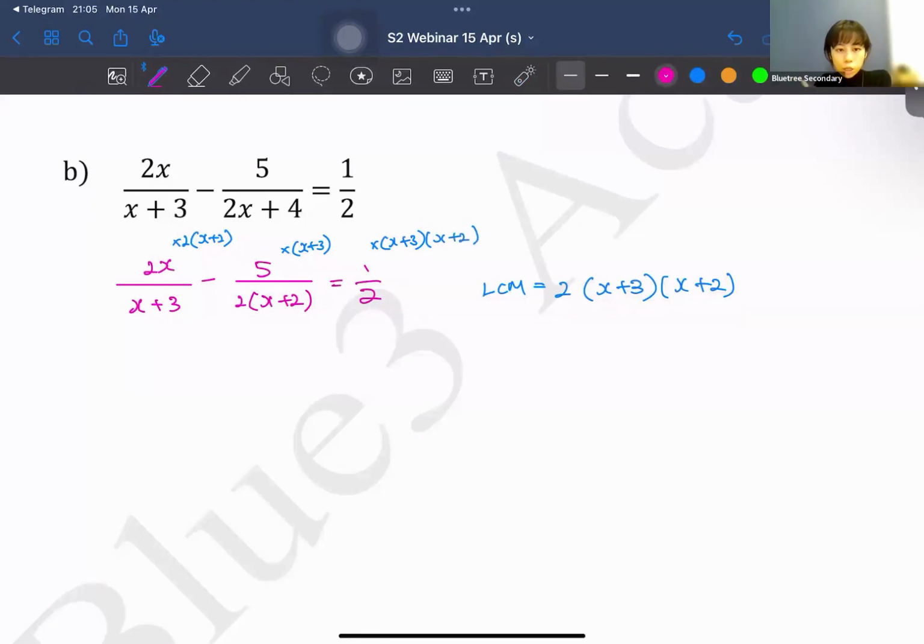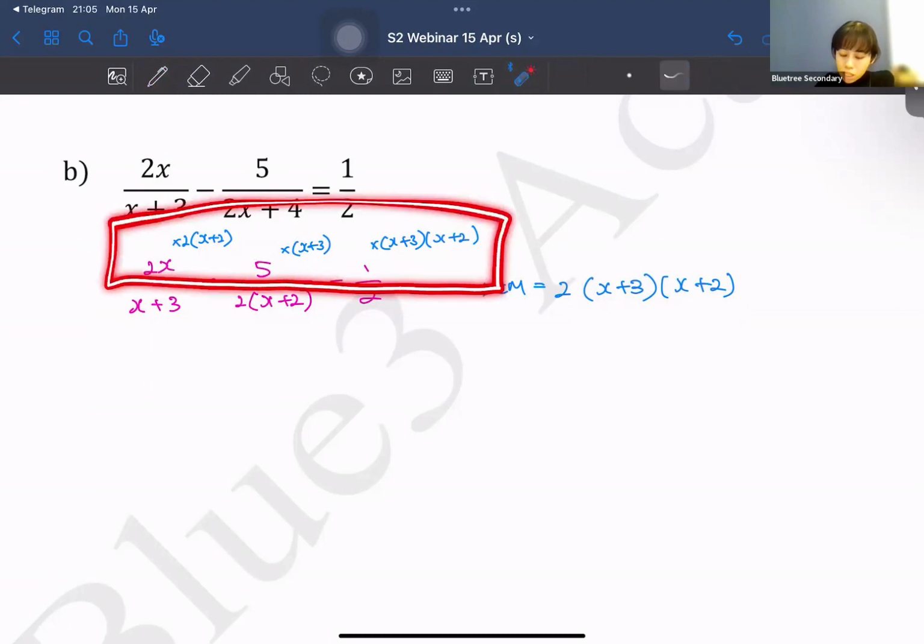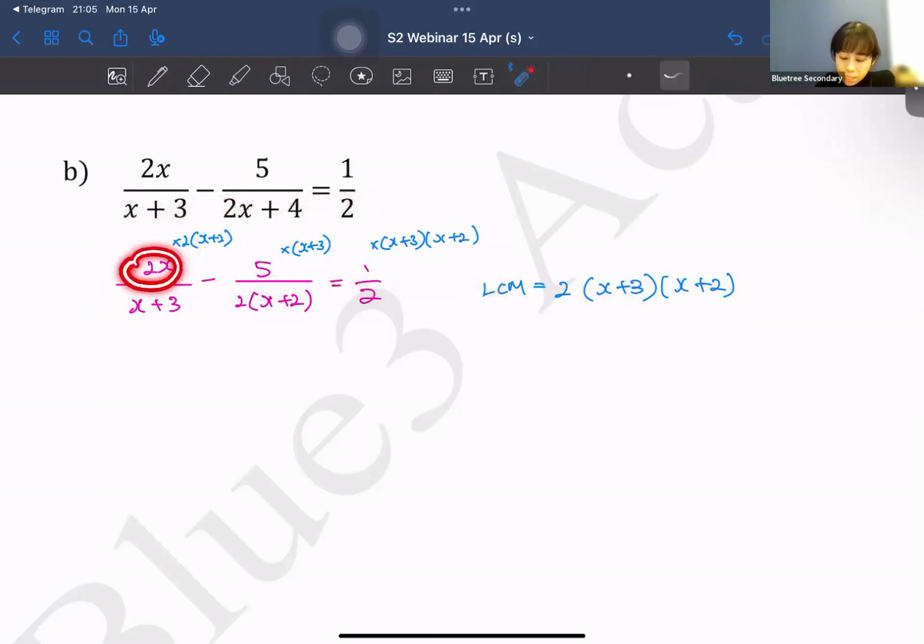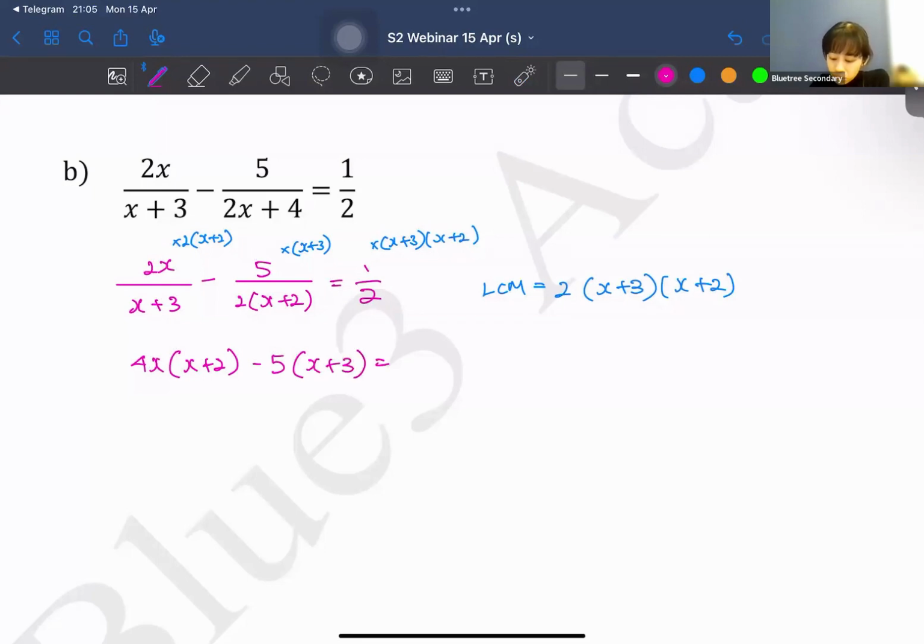So again, the difference between expression and equation is when I find out the LCM of all my denominators, I can essentially remove all of it already. That's the shortcut. So I'm just going to deal with the numerators now. This top part: I have 2x times 2, which will give me 4x multiplied by the x plus 2 in blue, followed by negative 5 multiplied by x plus 3 equals to your x plus 3 times x plus 2.